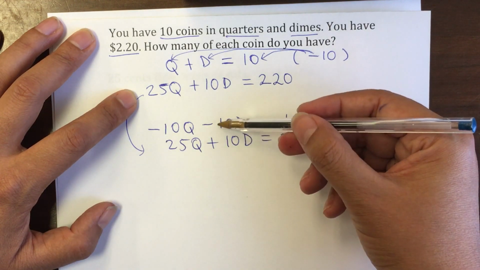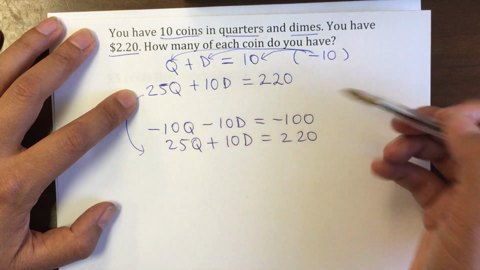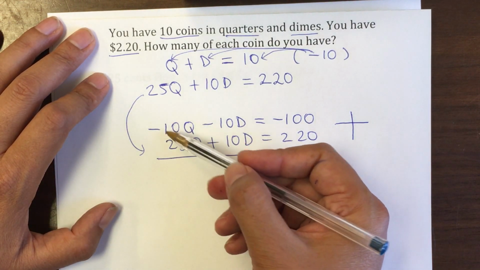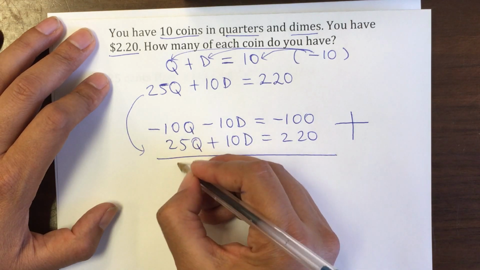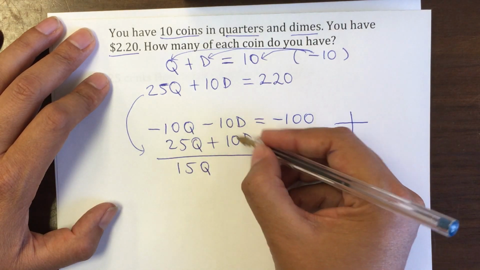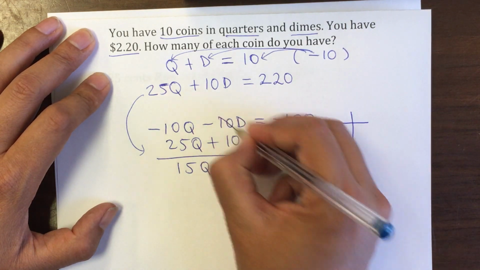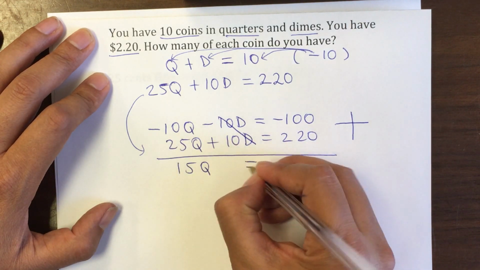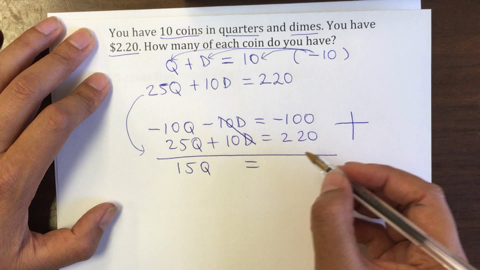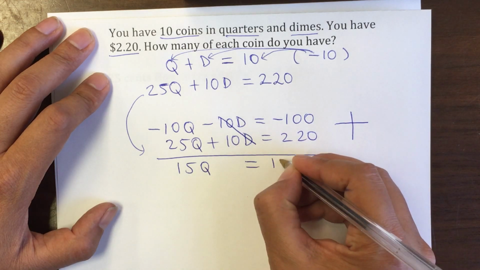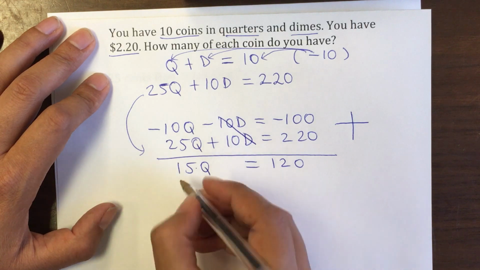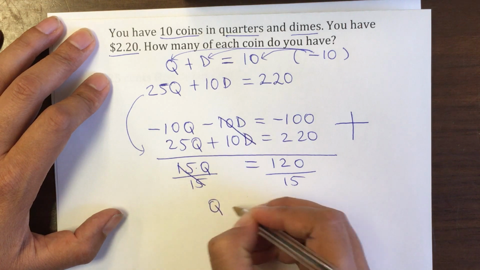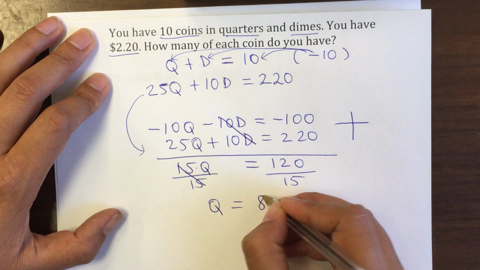And so now that I have opposite coefficients for the dimes, I'm able to add my two equations. When I add -10q and 25q, that is 15q. -10d and +10d eliminates, which is the purpose of the elimination method, right? To get rid of one of the two variables. And -100 plus 220 is 120. If we're multiplying, the opposite is to divide. And so q is equal to 8.